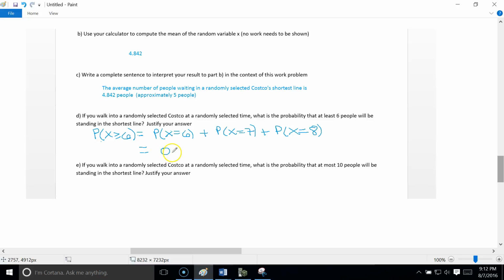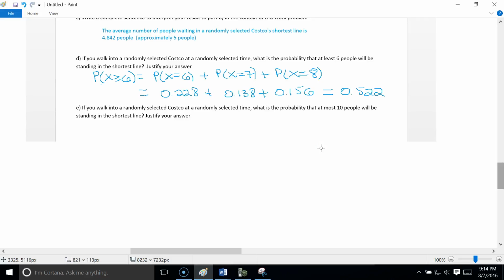So we can just take the values from our table above, and we'll get that this is equal to the sum of 0.228 plus 0.138 plus 0.156, and the whole thing adds up to 0.522.